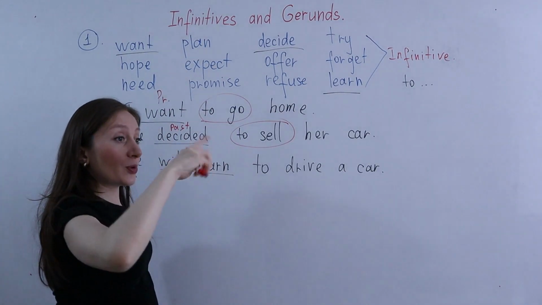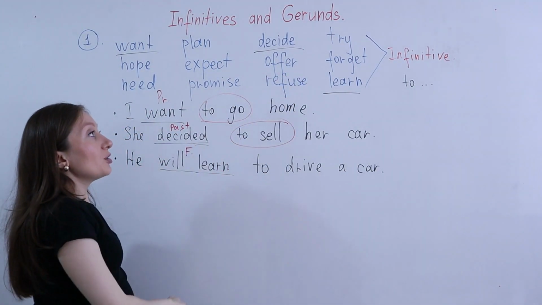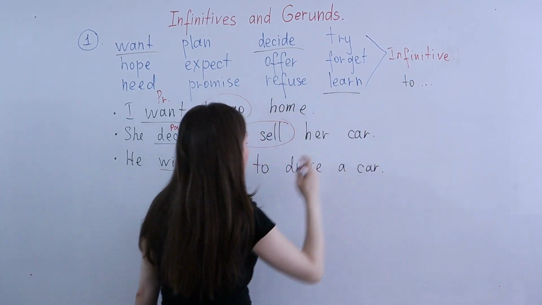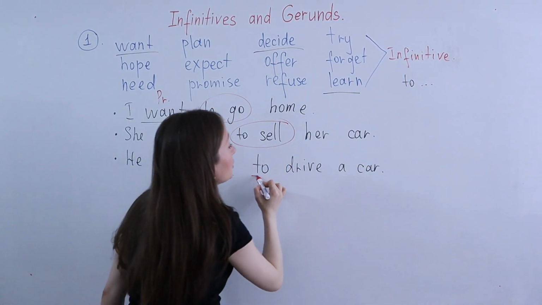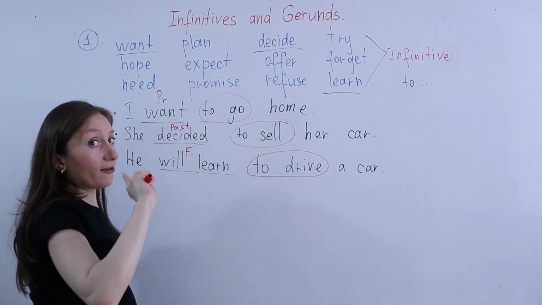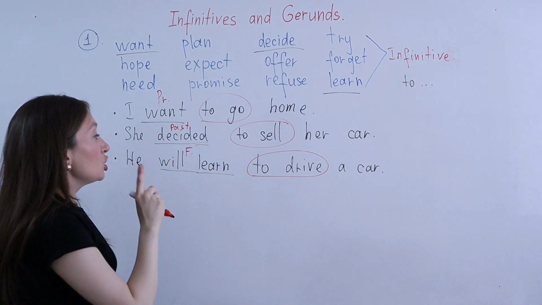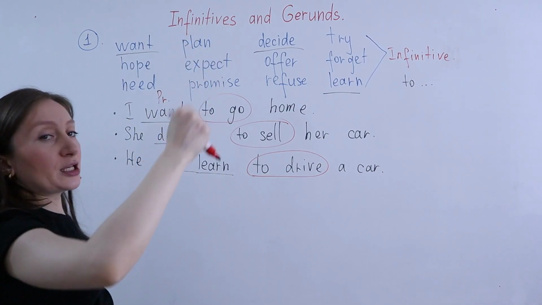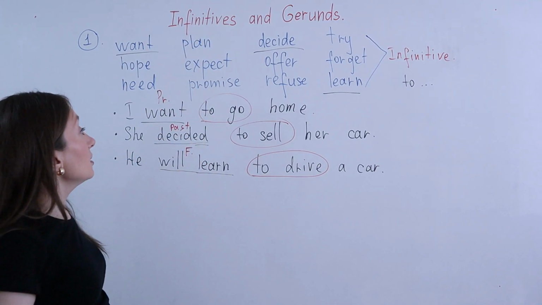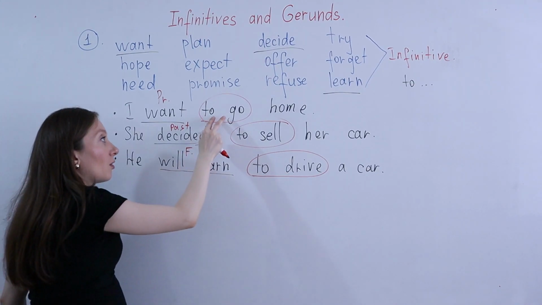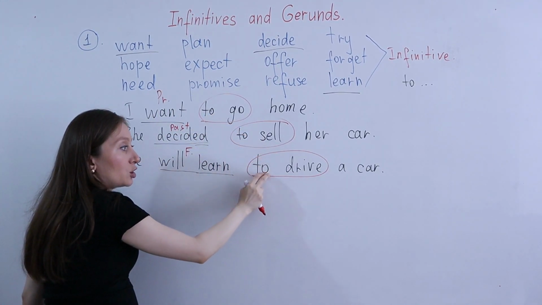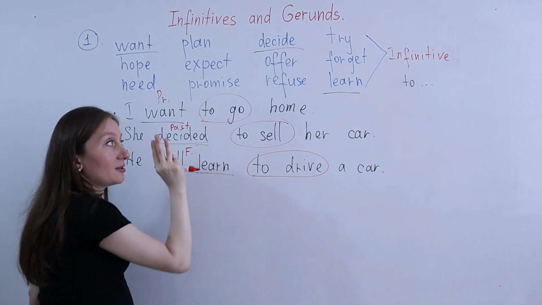So you can use these verbs in different tenses: in the past, in the present, in the future. But the main rule is, after these verbs, you use infinitive. Where is the infinitive here? To drive, not driving. She or he will learn to drive a car, maybe next month. So you see, after these verbs you don't change anything, just use infinitive.